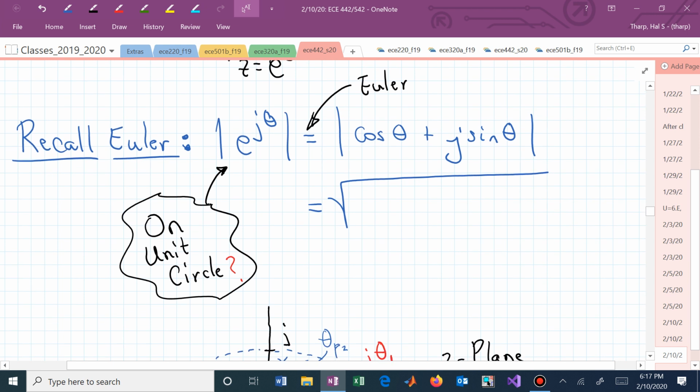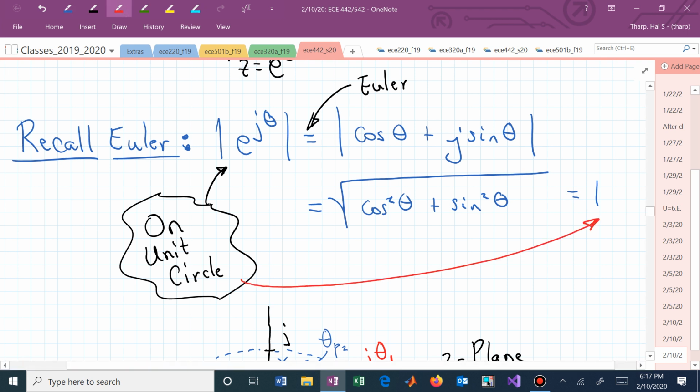How do we find the magnitude? Well, we take the real part, square that, add that to the square of the imaginary part, and take the square root of that. We now have cosine squared theta plus sine squared of theta. And that, last time I checked, for every theta, is equal to 1. In fact, we are on the unit circle with e to the j theta.